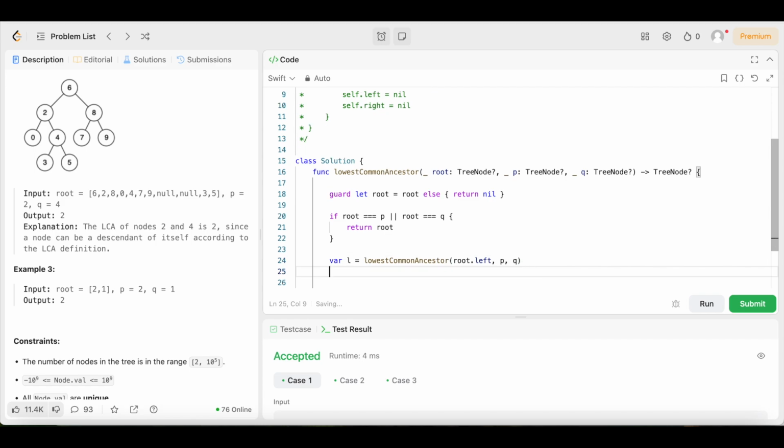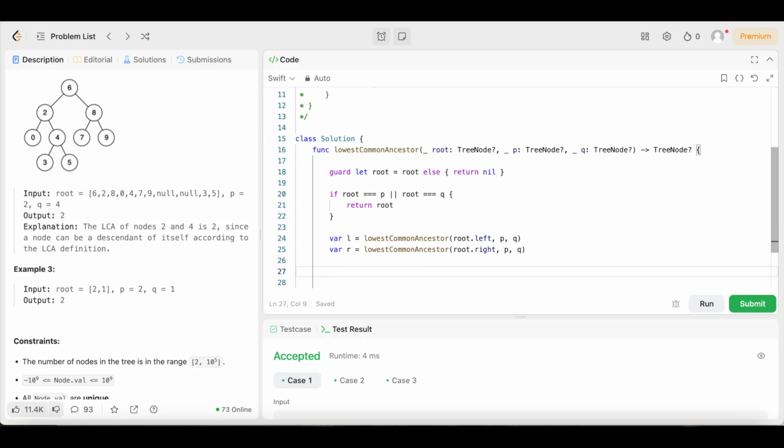Then we're going to do the same thing for the right side. We need to recursively search for the LCA in the right subtree. So we're just going to do the same thing, except this time we're going to say var R equals lowestCommonAncestor, open up the parentheses, root.right, comma, P, comma, Q, just like so.